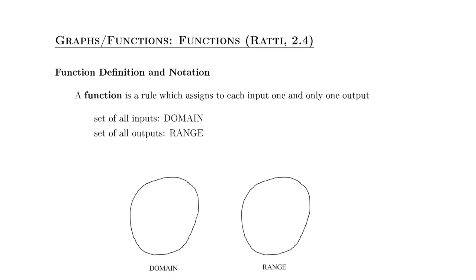So here we're going to talk about functions. First we have to define what they are. All right, so a function is a rule which assigns to each input one and only one output. Okay, so we're talking about something going into a function and something coming out. Input goes in, output comes out.